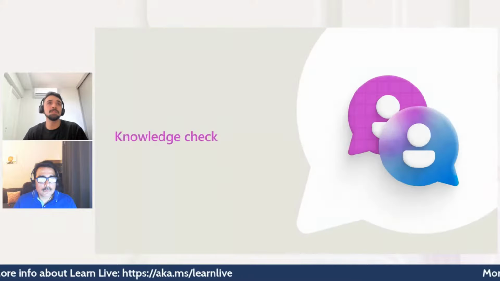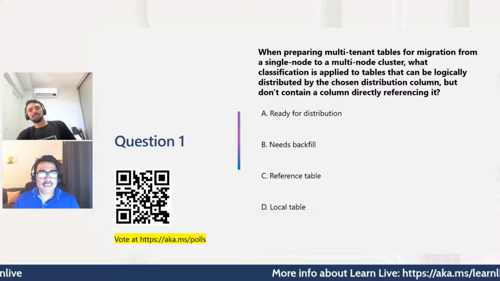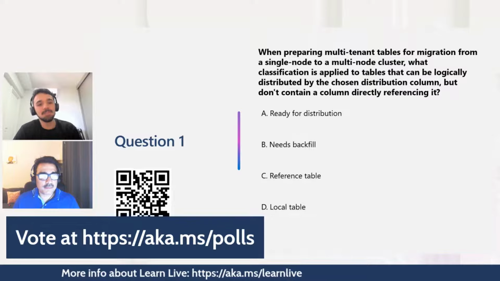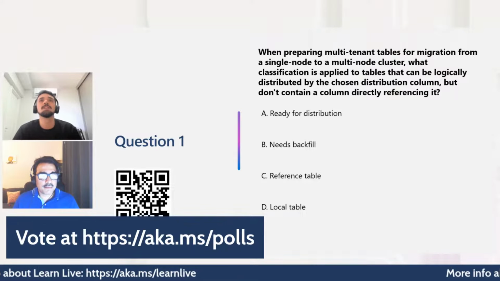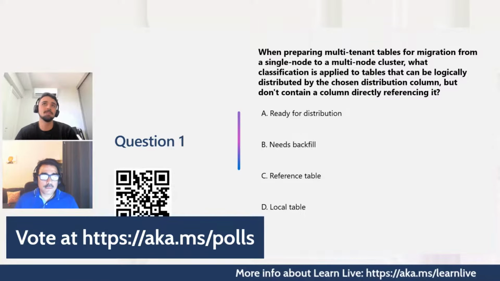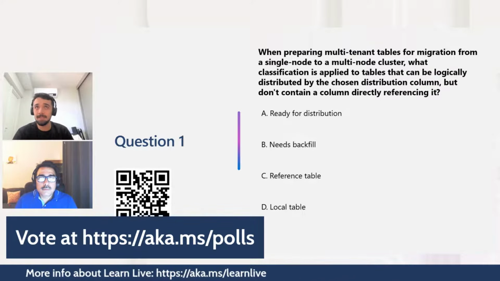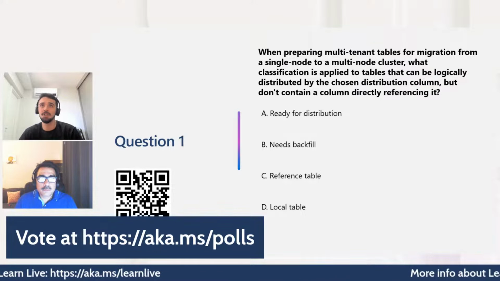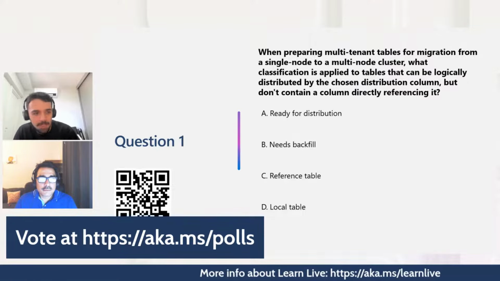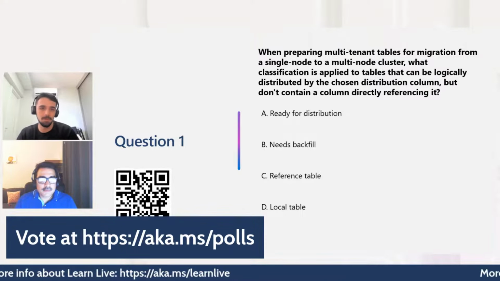So moving forward, now we have a knowledge check for you guys. Here's the first question. You can vote at the link that's on the screen right now. The question is, when preparing multi-tenant tables for migration from a single node to a multi-node cluster, what classification is applied to tables that can be logically distributed by the chosen distribution column, but don't contain a column directly referencing it? We're going to give you guys 2 minutes to answer this question, and then we'll move forward.